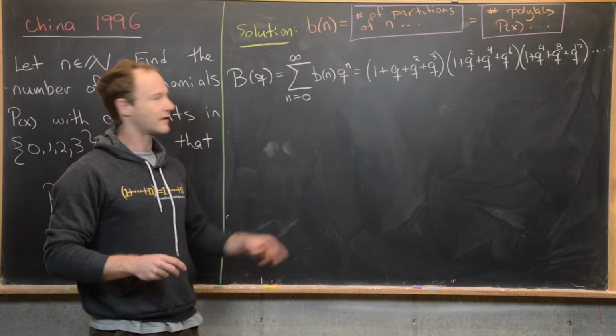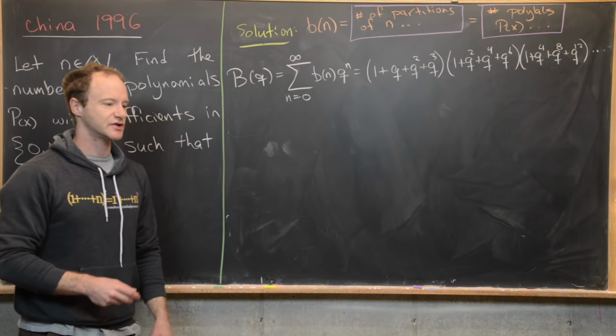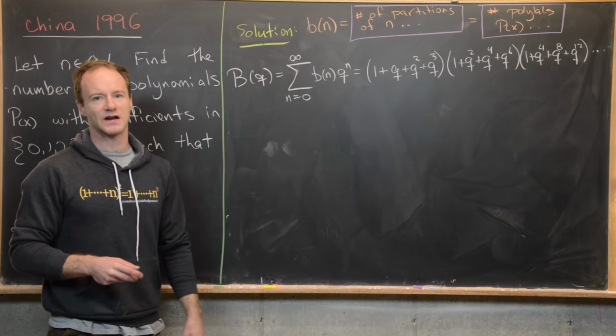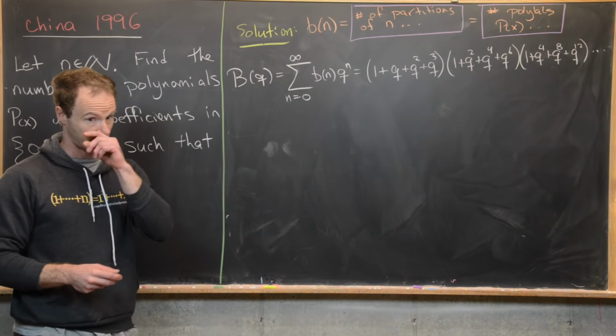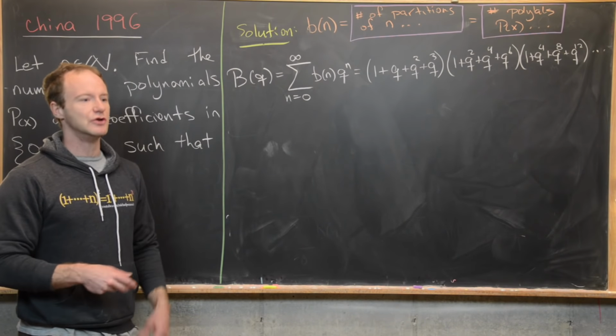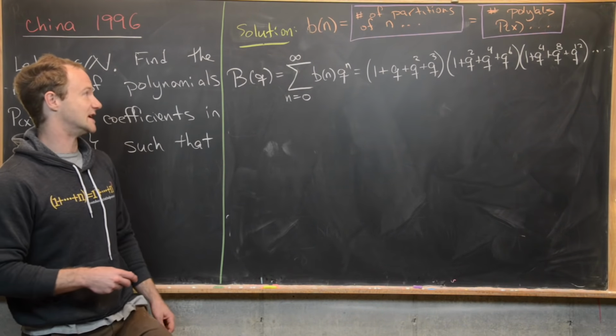I also gave a little tidbit of why I write my q's like this. Maybe another question to answer is why use q in the first place? That really takes motivation from Ramanujan. Ramanujan did a lot of famous work with integer partitions, and he almost always used q for the generating functions involving integer partitions. So this is a little nod to his work.